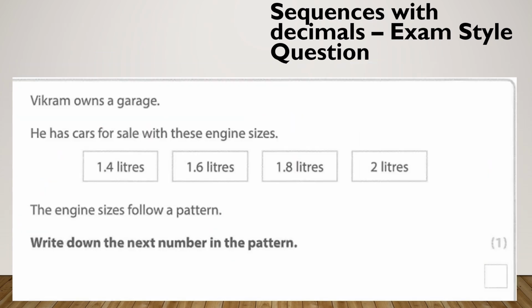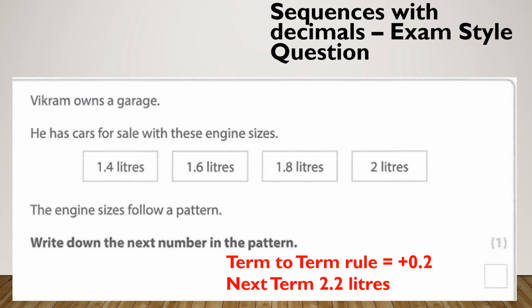Let's have a go at another one. So Vikram owns a garage. He has cars for sale with these engine sizes. The engine sizes follow a pattern. Write down the next number in the pattern. Pause and give it a go, please. Okie dokie, let's see how you got on. Hopefully you got 2.2 litres as the next term because you were going up by plus 0.2 each time.